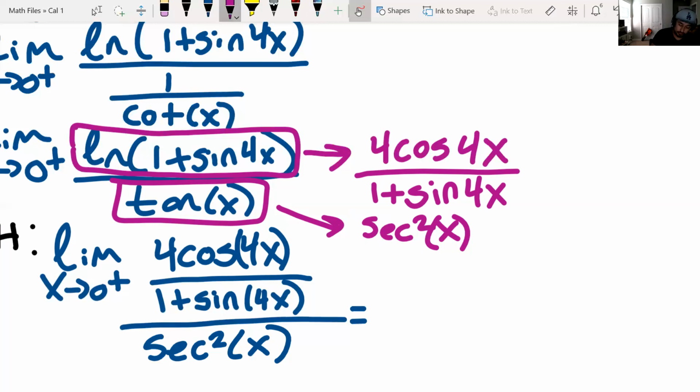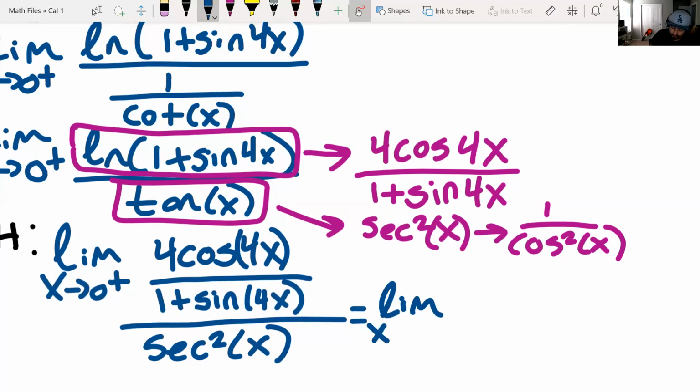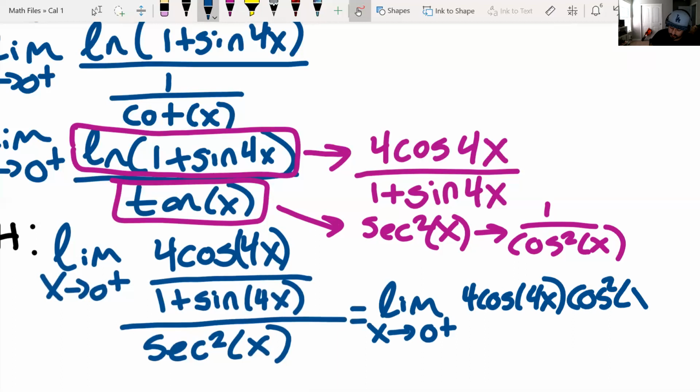Well, secant squared is the same as 1 over cosine squared x, which means that that can actually flip to the numerator. So what I actually end up with here is the limit as x approaches 0 from the right of 4 cosine 4x times cosine squared x all over 1 plus the sine of 4x.